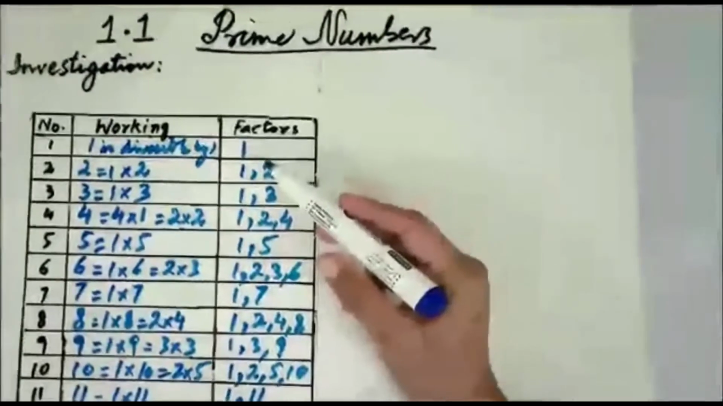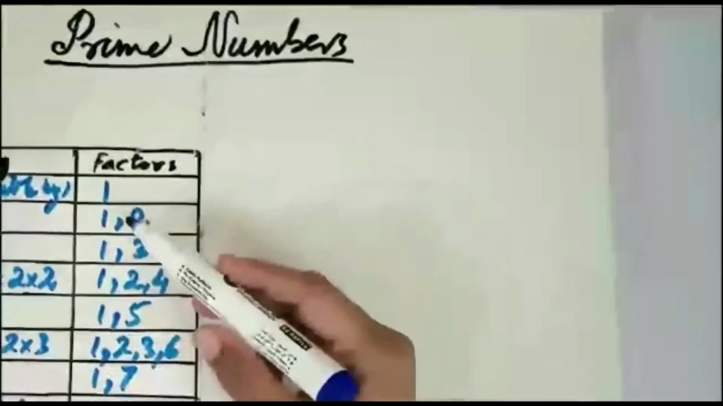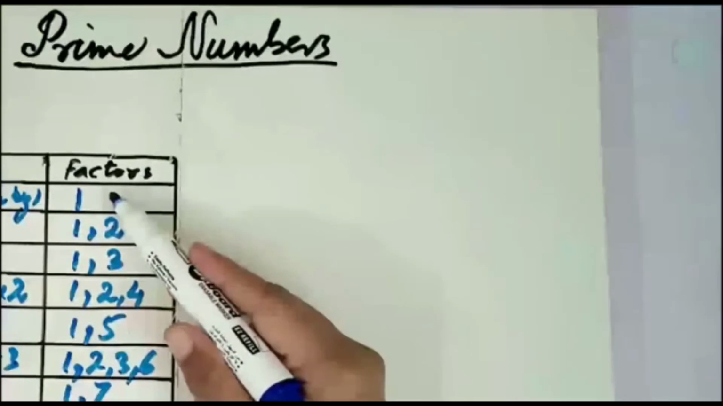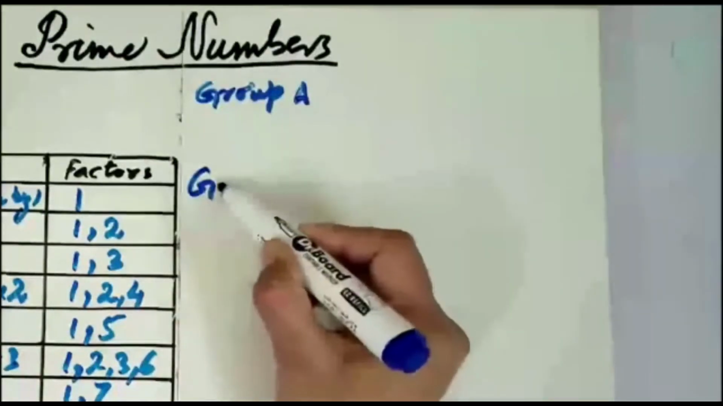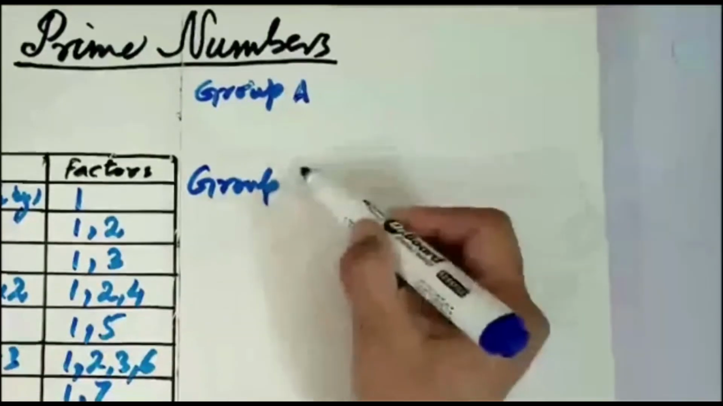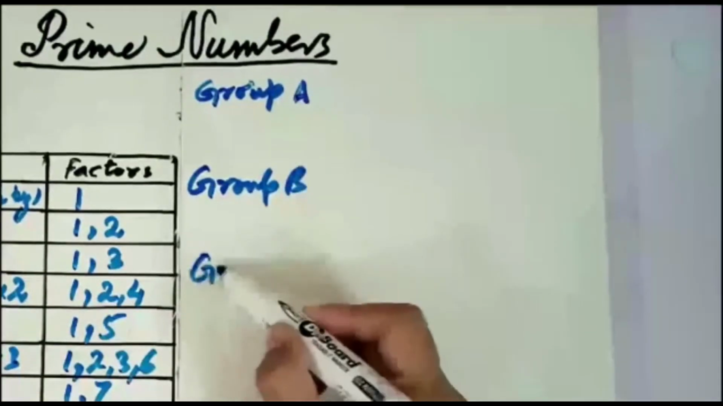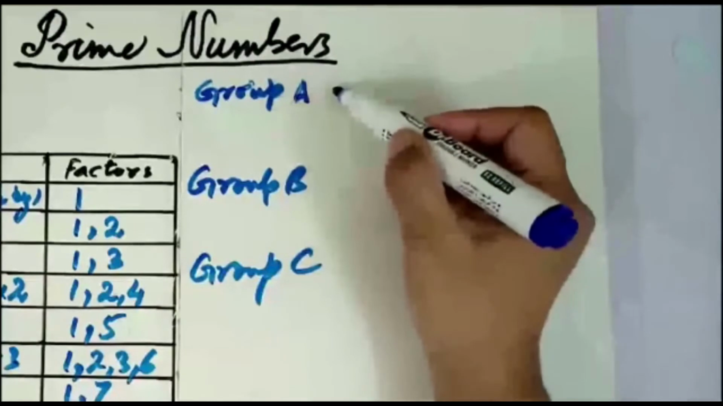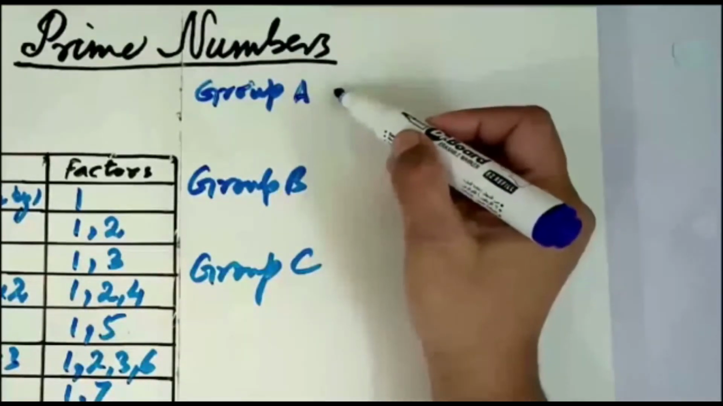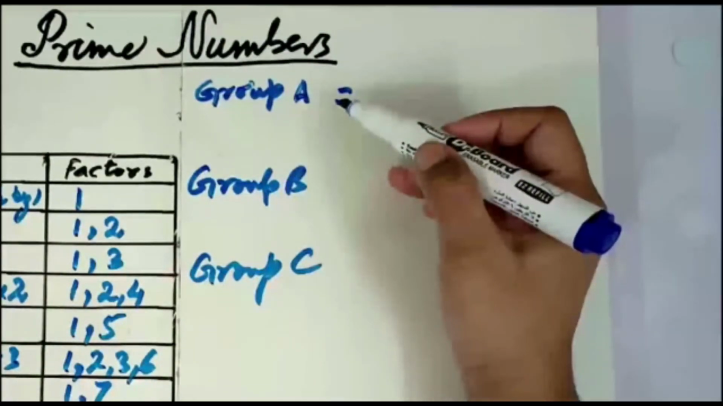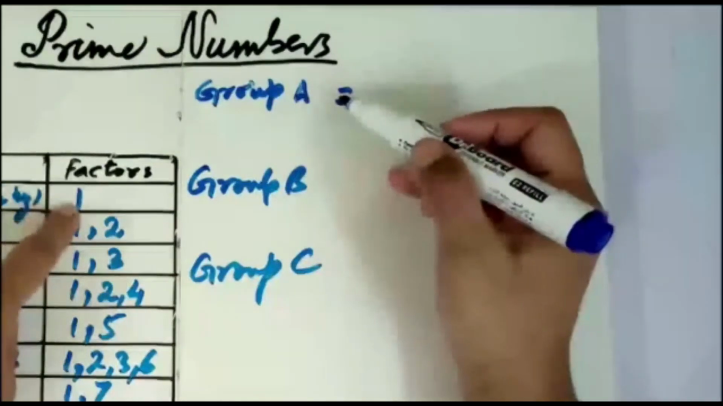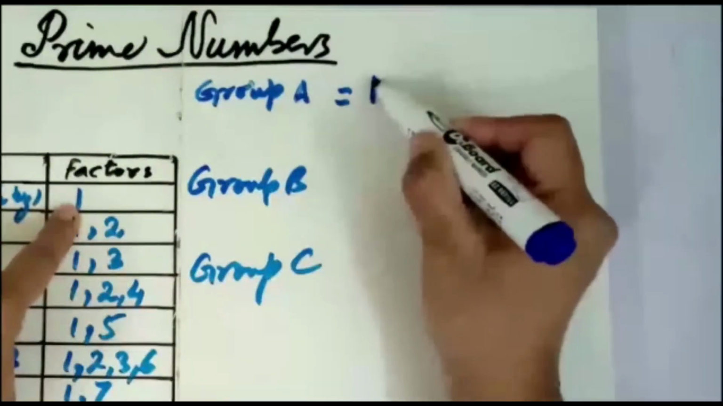So we can classify this table into 3 groups according to the number of factors. So there would be 3 groups: group A, group B and group C. Group A contains the number that has exactly one divisor or factor. So you can see that there is only one, the number 1, which has got only one factor. So I will write here 1.